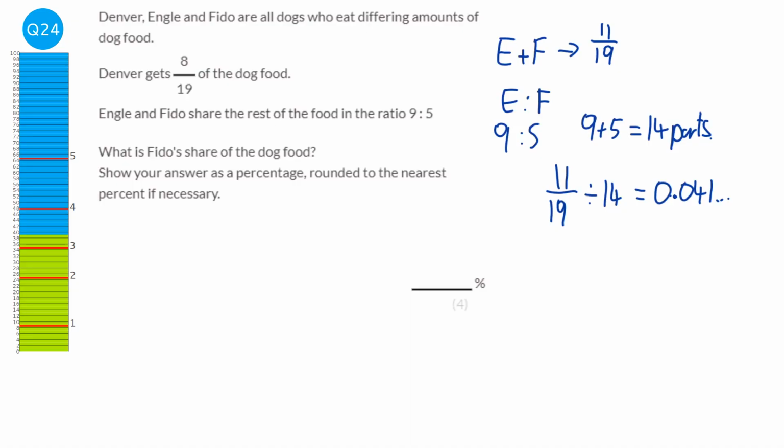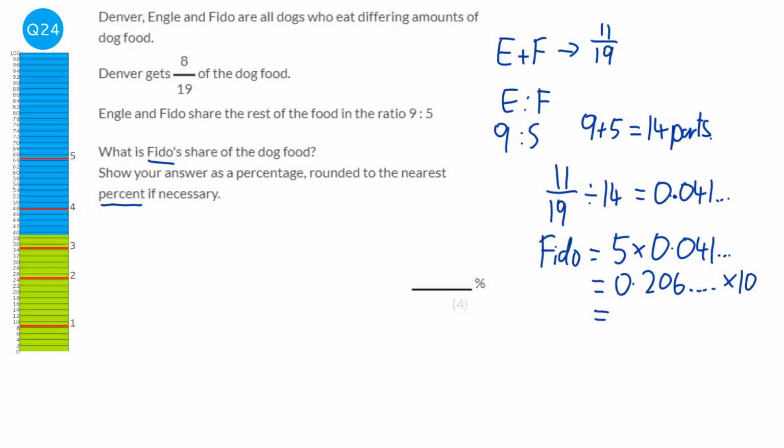And we're asked to find Fido's share. Well, Fido has 5 parts, each of them worth 0.041 and so on. I've kept it in my calculator to keep the accuracy. When I do that, I get 0.206 and so on. Now we're asked to work it out as a percent, so I'm just going to times that by 100. So we have 20.676 and so on percent, and it wants it rounded to the nearest percent. Actually, it would be 21% because this would round it up, so 21%.